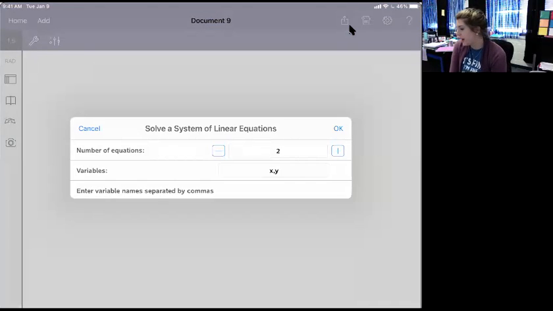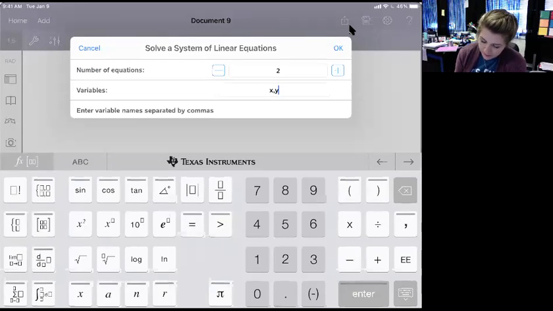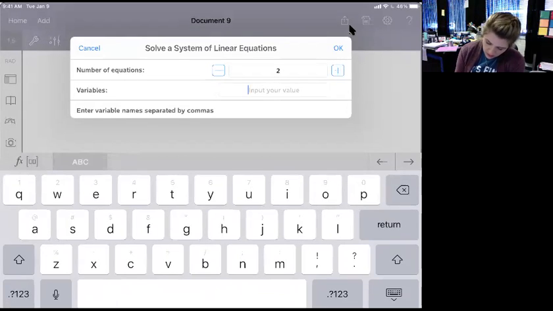Now this screen should pop up. And here's what we're going to change. It says number of equations. We have 2 equations. And then it says variables. Our variables are not X and Y. So we're going to click on those and we're going to delete them. Instead, we're going to use the letters P and A. Make sure you separate them by commas. Using the letters P and A. We're going to click OK.